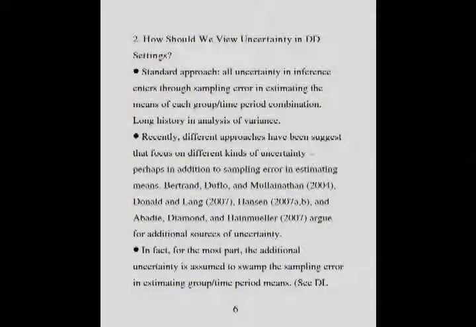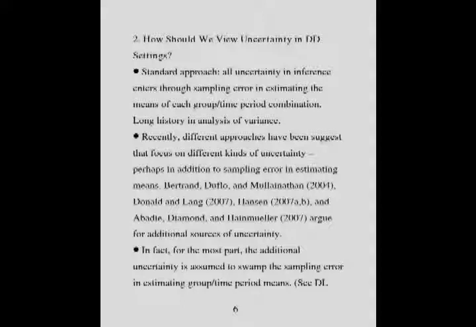uncertainty comes through the estimation error in basically computing all of these means. Okay, that object is simple to use as long as we assume we have large sample sizes and are going to treat that as being approximately normal. Now, before we go on to considering the multiple groups and multiple time periods case, there's this issue that came up with the last talk, and that is how we should view uncertainty in these sorts of settings.